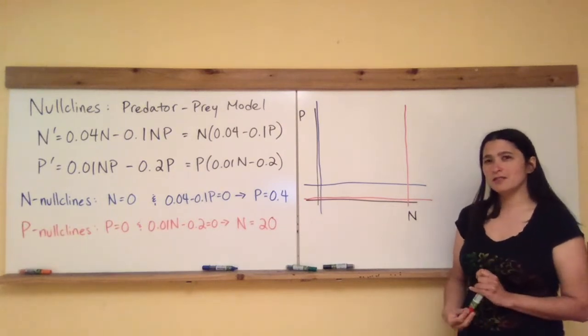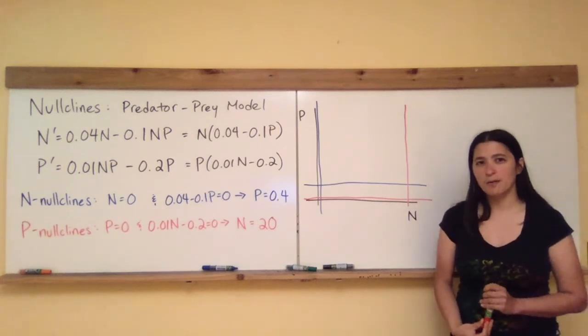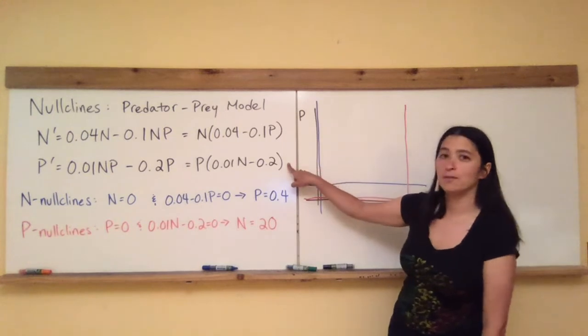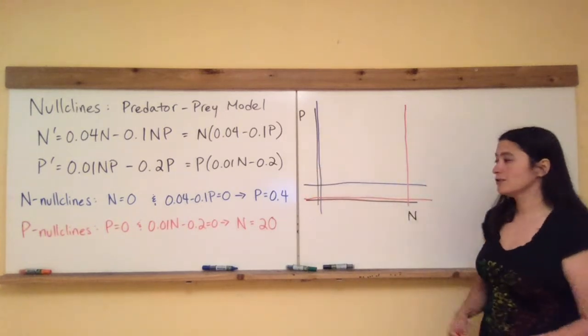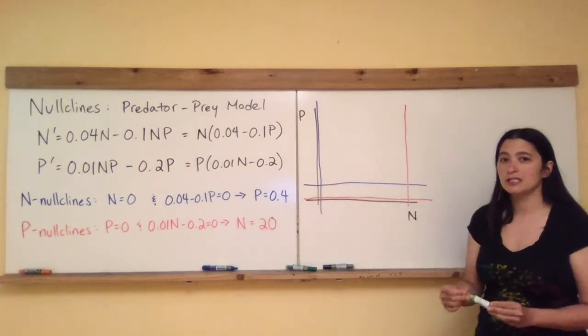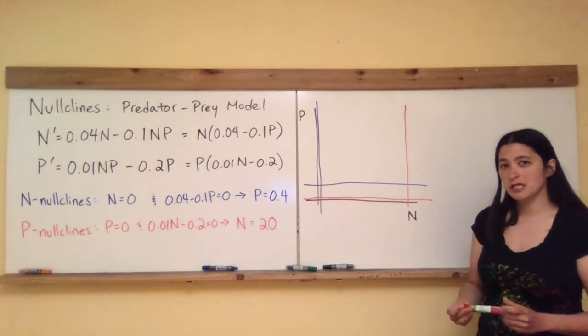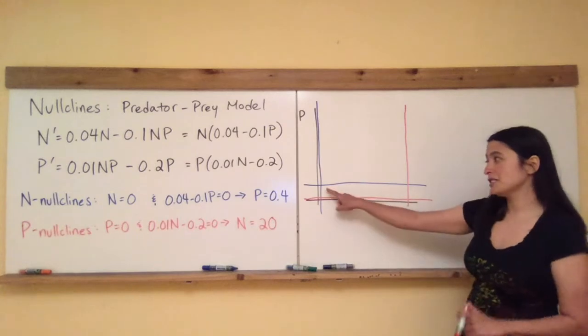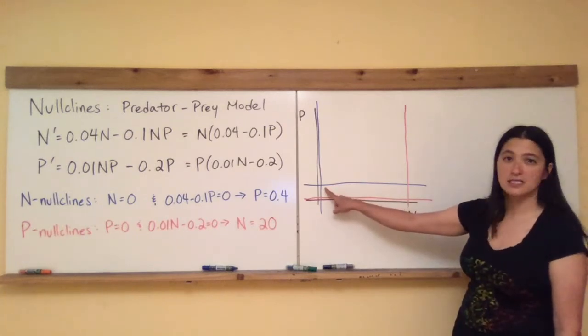What are the points of interest? Well, for this, we want places where both dn dt and dp dt are both going to be equal to 0. And so that visually corresponds to places where a red line is intersecting a blue line. Remember not to get tricked. If a blue line is intersecting a blue line, that doesn't count.